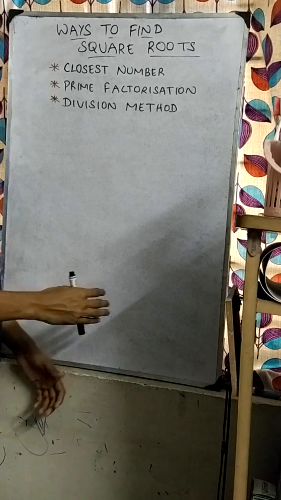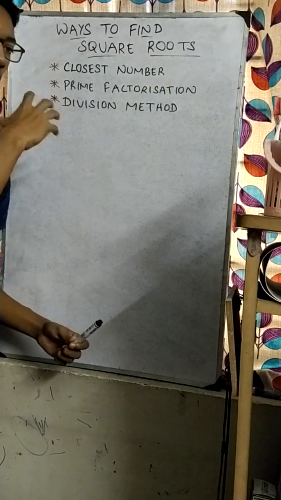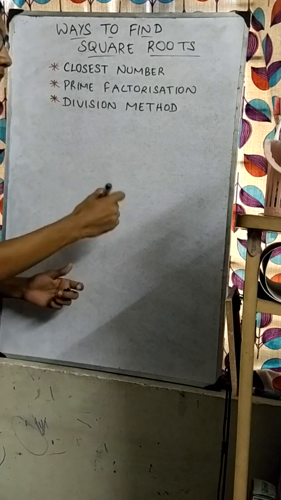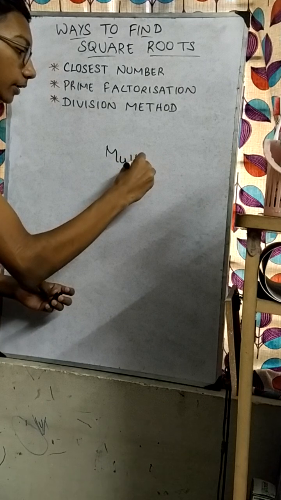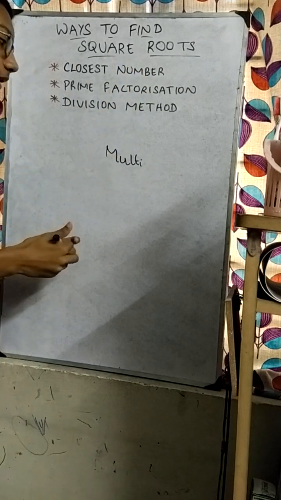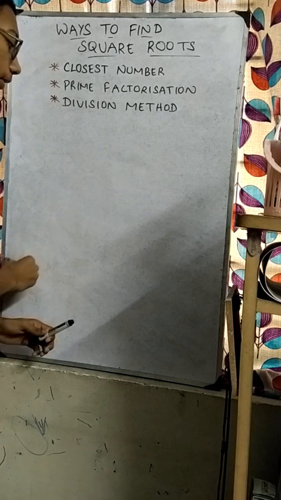In this video, we'll be seeing ways to find square roots, because finding the square of a number is easier since it is just multiplication. But finding the square root of a number is somewhat difficult. So there are three ways to find the square root of a number.